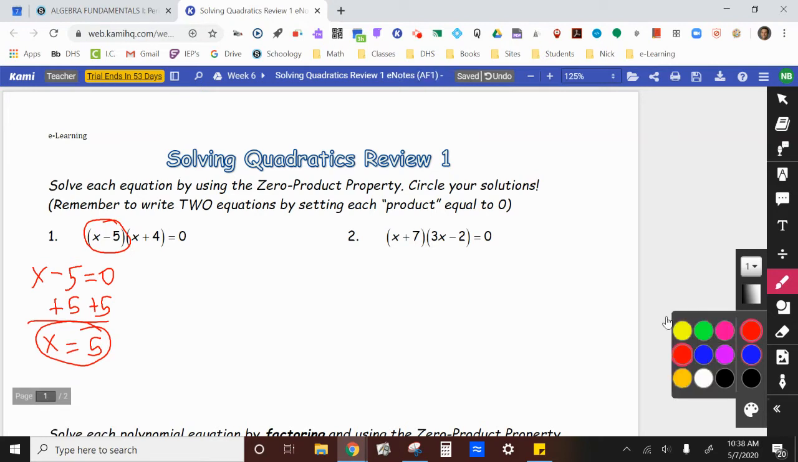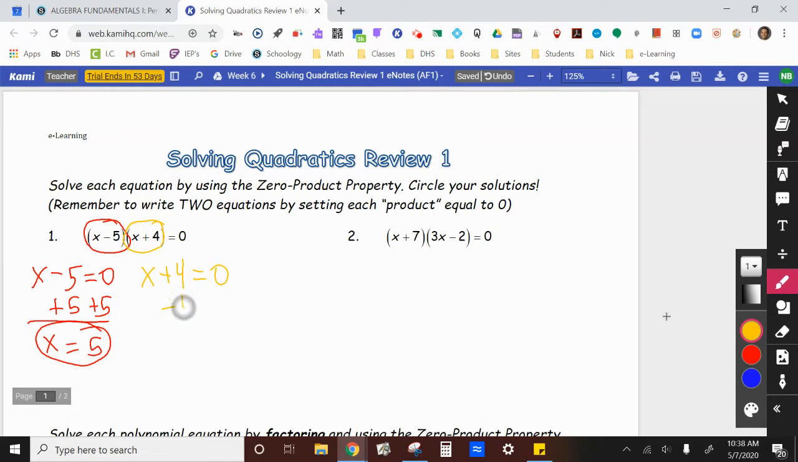Then my orange is x plus 4. I'm going to set that equal to 0 and solve that as well. We subtract 4, and we get x is equal to negative 4. So those are my two solutions.